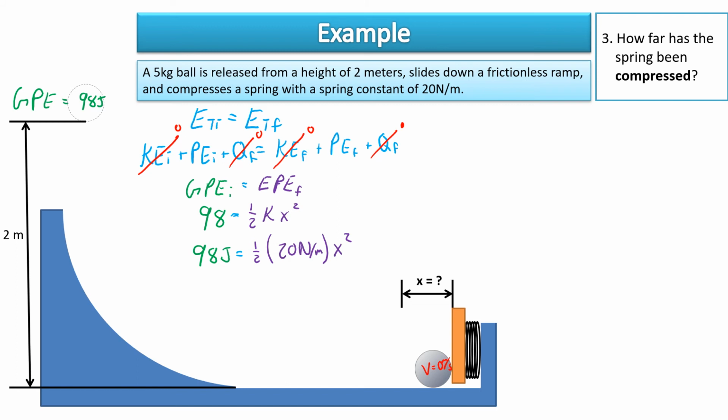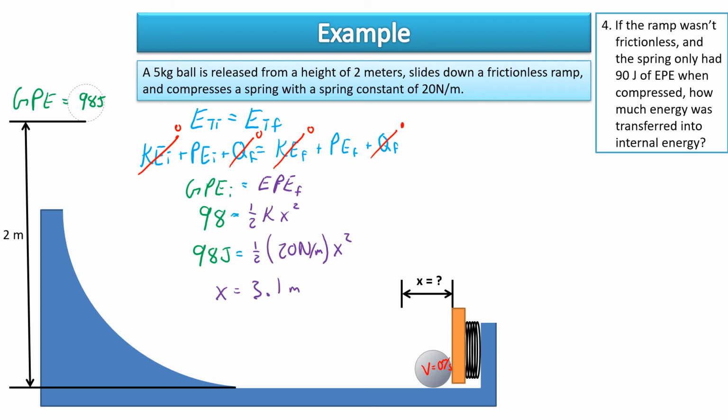98 divided by 10, 1/2 of 20, and then you take the square root of that, and you get x is equal to 3.1 meters. That's a long spring, but yeah, that's what it is. It's a long spring, 3.1 meters of compression. Okay, maybe it's a crazy spring. I mean, a 5 kilogram ball, that's pretty massive as well from a height of 2 meters. And then the spring constant is not, I've seen bigger spring constants than that, so it would compress it a lot.